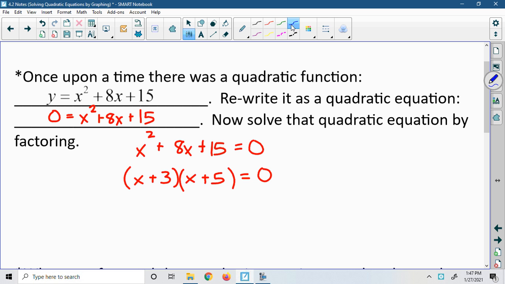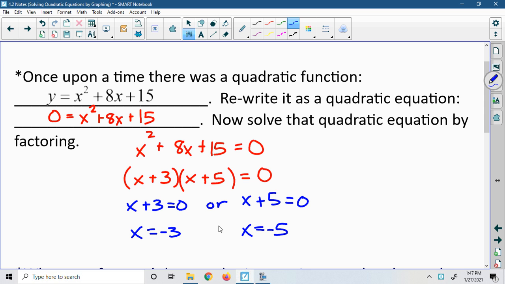At that point, we set each of the factors equal to 0, and we solve them out. So I believe x would end up equaling -3, or x could also be -5. So you've got your two solutions there, kind of like you're used to.